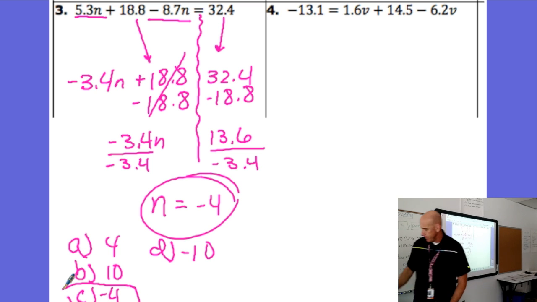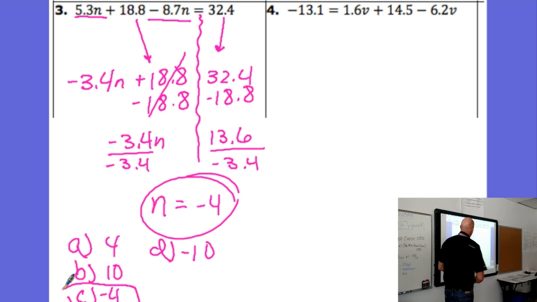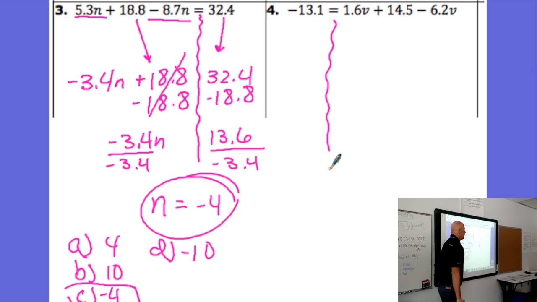What are we going to do first? Before that? Underline. Before that? Separated. Okay. Now, are there any like terms on the left-hand side? No, it's just the answer. But what about on the right-hand side? Yes. So what are we going to underline? 1.6V and negative 6.2V. Correct.